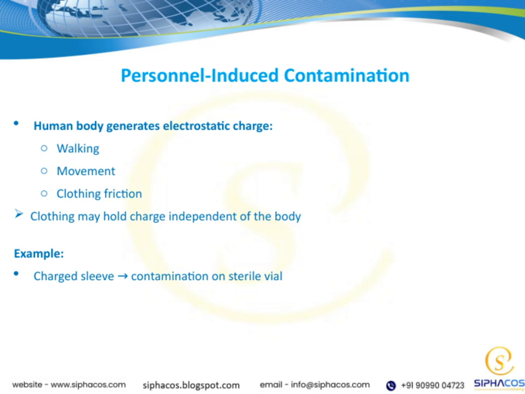This can happen in several ways, such as when we walk or move around. Friction from clothing also plays a significant role in building up static electricity. Interestingly, clothing can hold a charge even independently of the body, which means it can become a source of contamination on its own. For example, if someone has a charged sleeve and then comes into contact with a sterile vial, that charge can transfer and cause contamination.